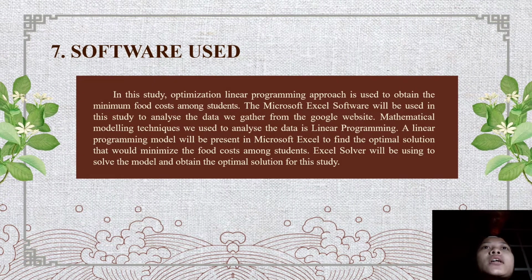Software used in this study. The optimization linear programming approach is used to obtain the minimum food cost among students. Microsoft Excel software will be used in this study to analyze the data we gather from the Google website. The mathematical model technique we use to analyze the data is linear programming. A linear programming model will be presented in Microsoft Excel to find the optimal solution that will minimize the food cost among students. Excel Solver will be used to solve the model and obtain the optimal solution for this study.